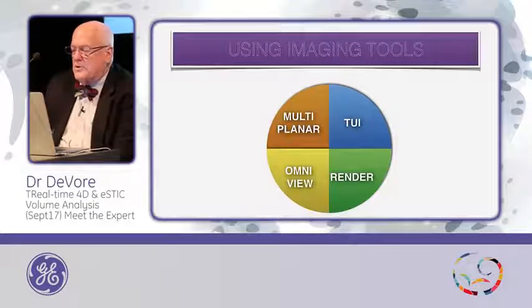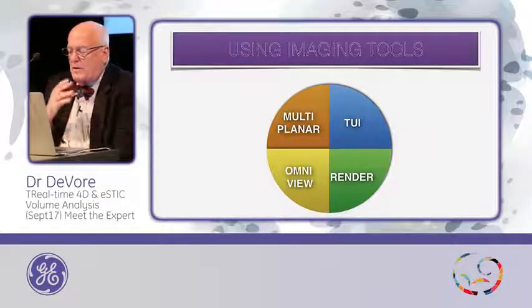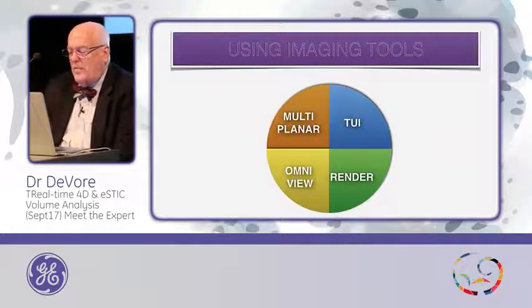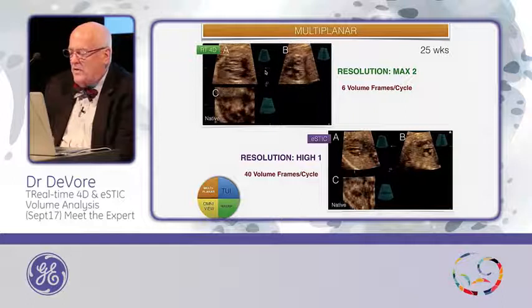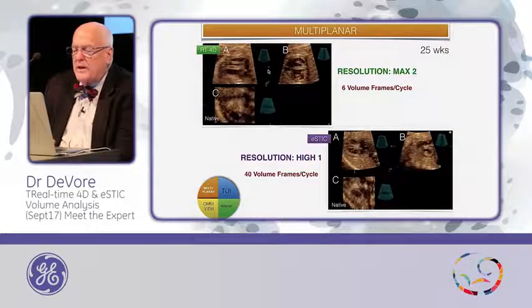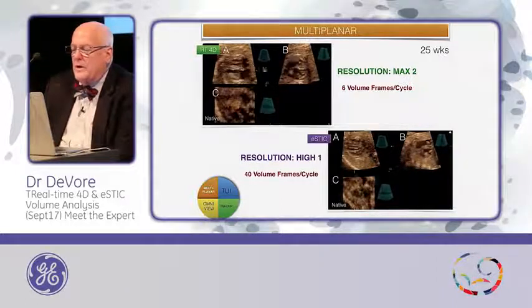Okay? So let's now look at some other modalities that we can use: multiplanar, TUI, OmniView, and render. Okay? So here we are in the multiplanar view. Again, now what I've done here, I've done several things. I've placed the dot in the four-chamber view at the level of the interventricular septum. And so we're cutting across now the short axis of the ventricles. Here's the main pulmonary artery.